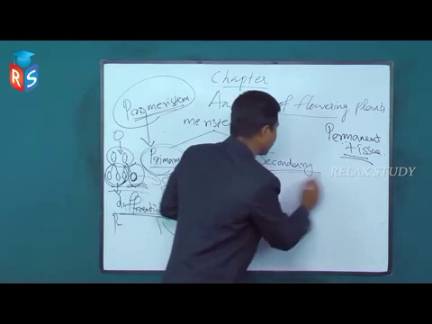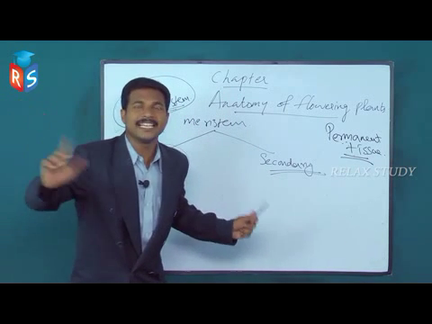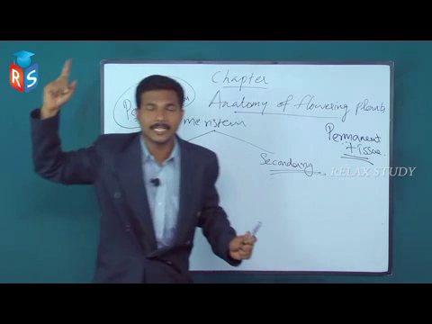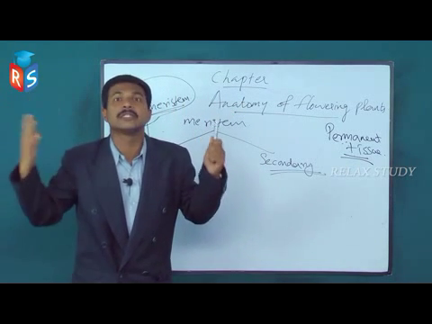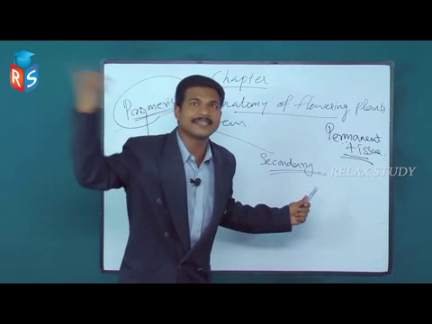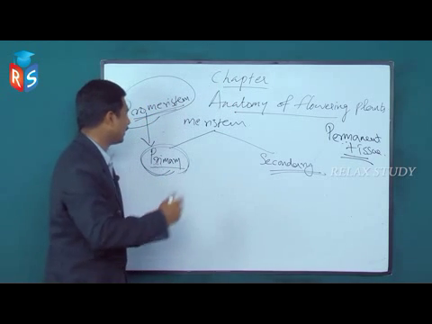Then next is secondary meristem. What is secondary meristem? Secondary meristems are later meristems that do not develop at the initial time of development, but develop later, at the mature stage only. That is why it is known as secondary meristem. Second time only it is developing, not at the initial time. So we will study again.